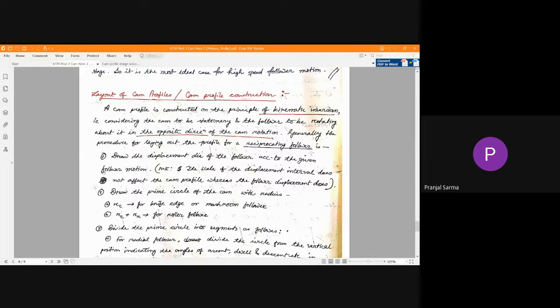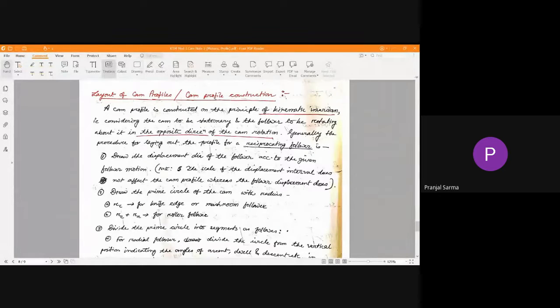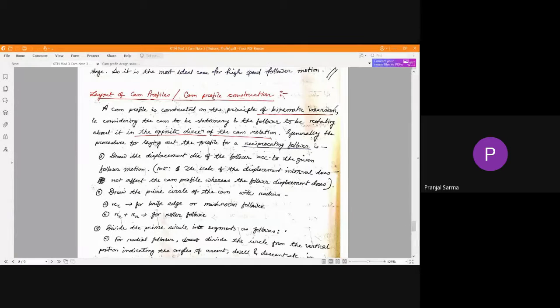Okay, so today we are going to see how to construct a cam profile, or the layout of the cam profile. Some portions of this construction we have already covered in earlier classes, so this will be a continuation of that. The cam profile is generally constructed on a principle known as the kinematic inversion principle. That is the basis of construction of the cam profile.